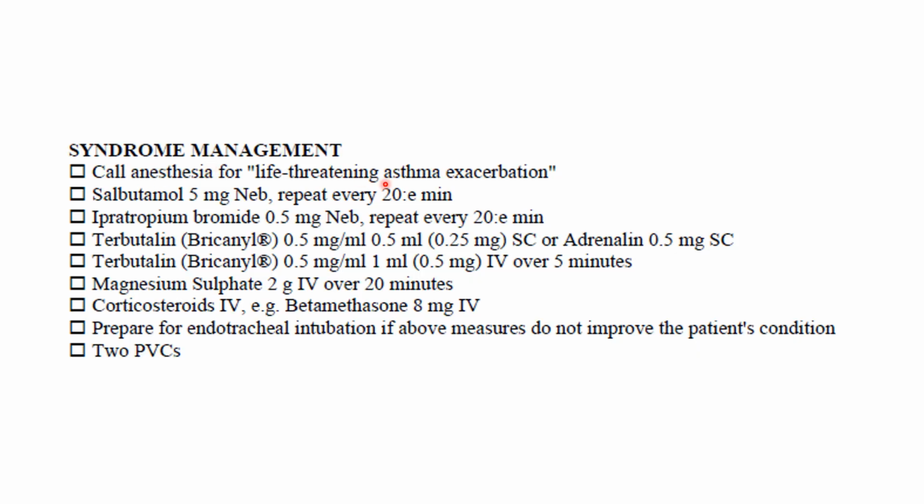And as I said, nebulizing is not working. The patient is getting worse. What do we do? As we said, we call anesthesia. We've already done that. We give continuous salbutamol or a combination of salbutamol and ipratropium. We give subcutaneous or IV adrenaline or terbutaline, depending on what we have. And then we can do the kitchen sink thing. We can give magnesium. In some algorithms we can give theophylline as well.